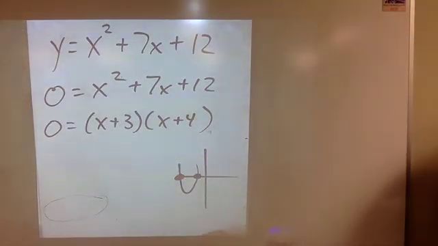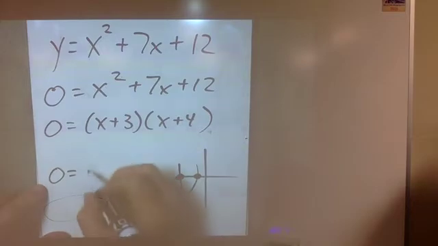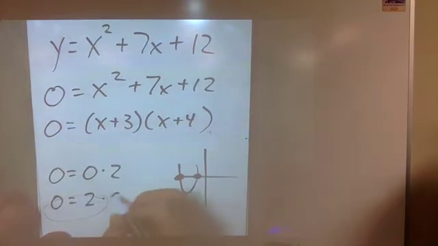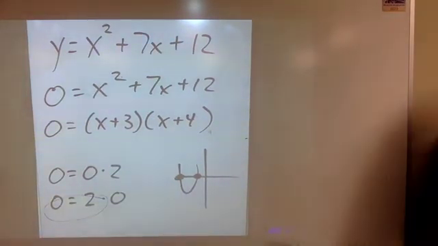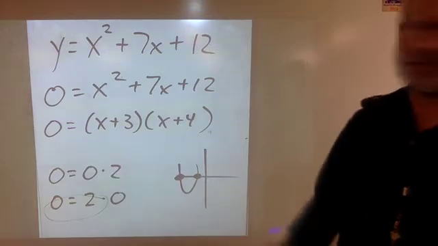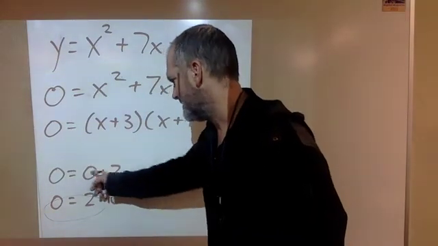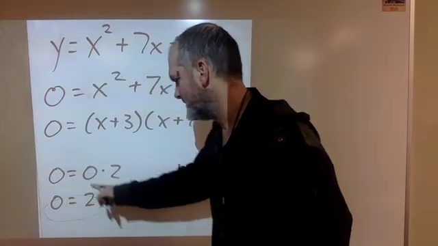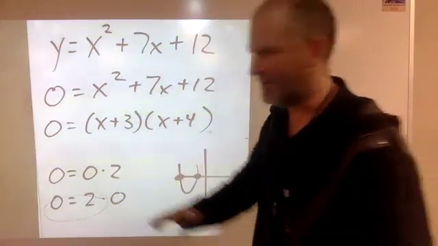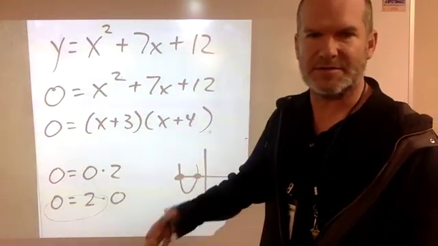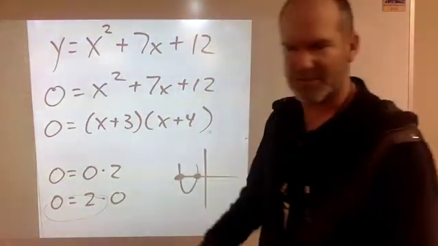Think back to this example. What is 0 times 2? It's 0. What is 2 times 0? It's 0. If you multiply something by 0, your answer is 0. And this is two things being multiplied together. If one of them's 0, it doesn't matter if it's the first one or the second one, your answer is 0. And that's what we have here. We have two things being multiplied together. Those two things just happen to be parentheses. They happen to be quantities.